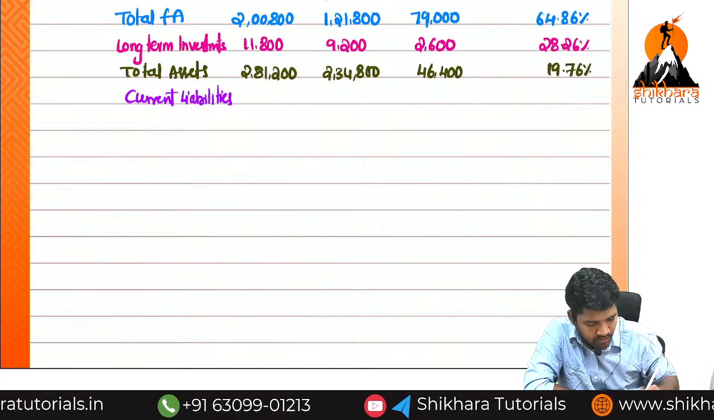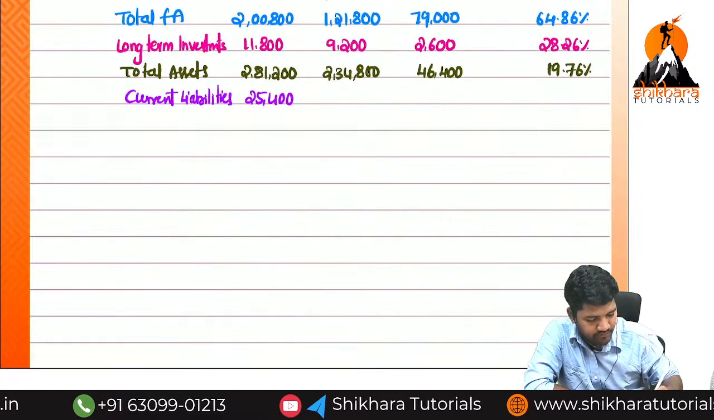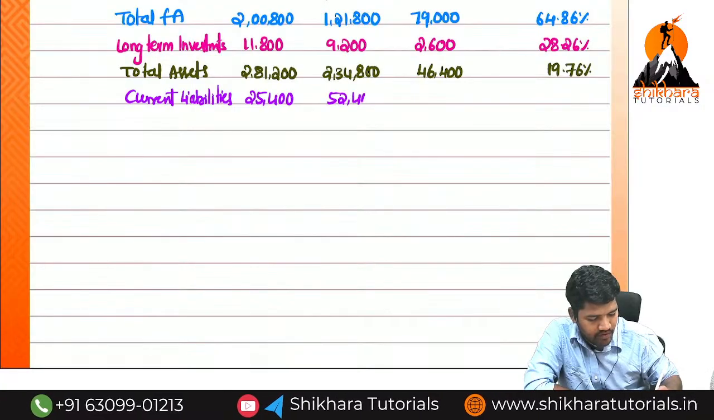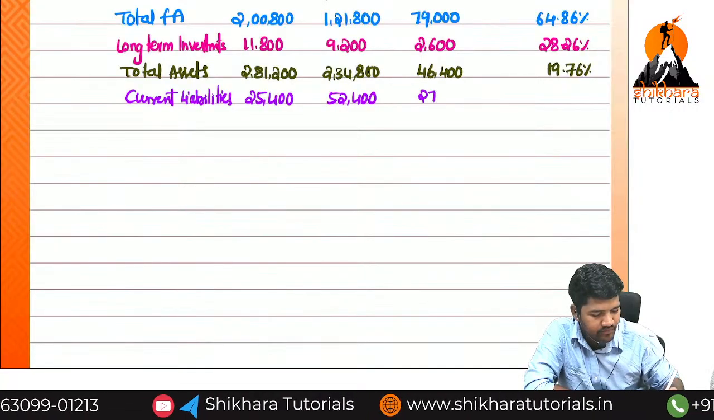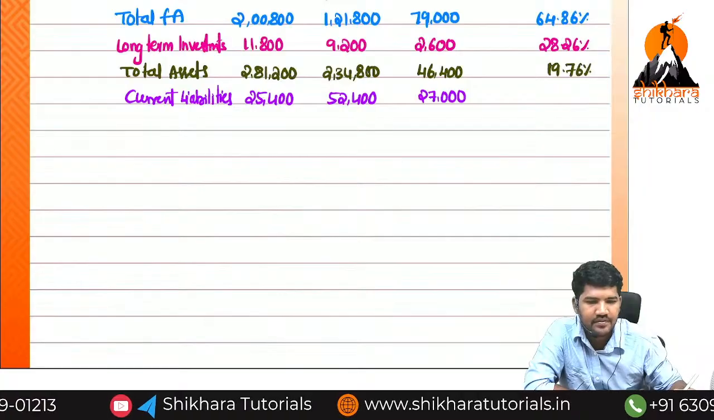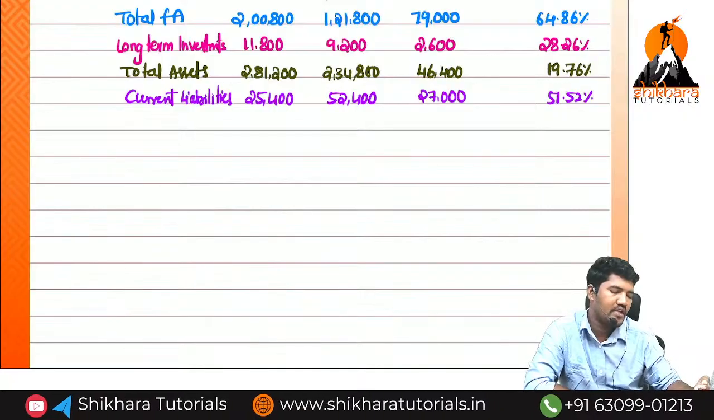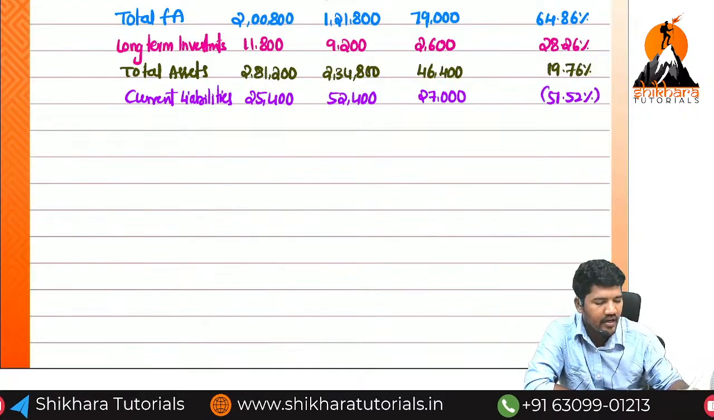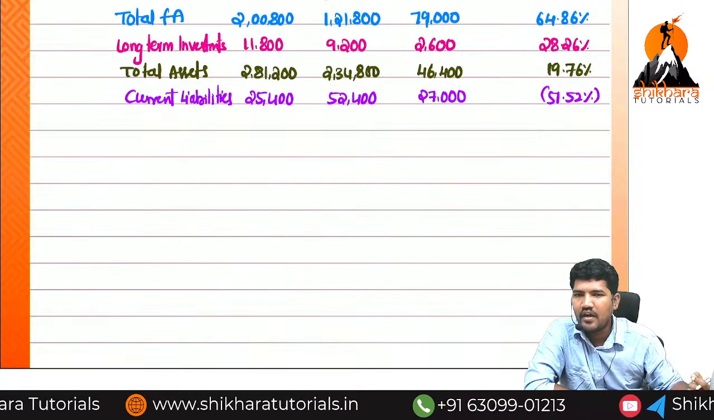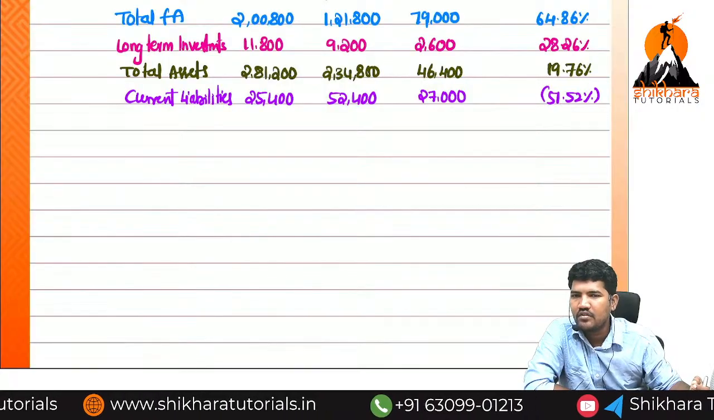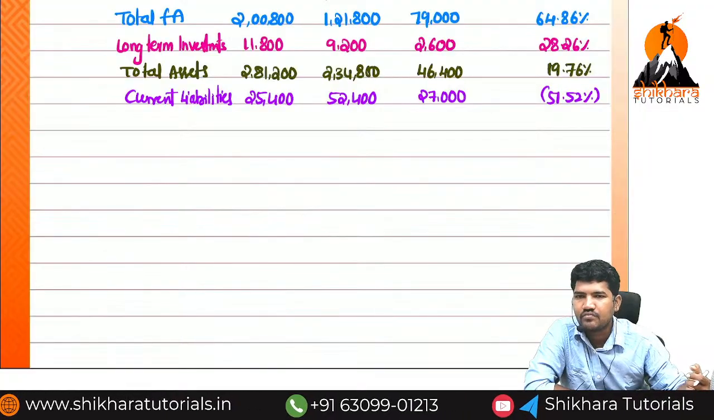25,400. 52,400. Change, percentage, please. 51.52%. Comparing to last year, we are settling current liabilities by 52%. So last year, if I settled only 100 rupees, this year I am settling 150%. Yes or no? No. Okay, done.